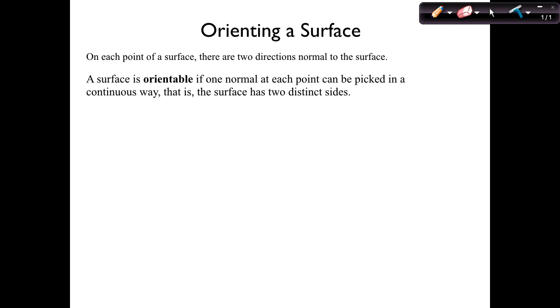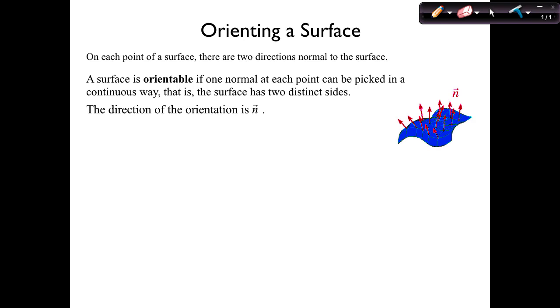So orientable surface means that one normal at each point can be picked in a continuous way, and the easy way to think of that is it has two sides. Then we have to pick which way is the direction of positive, and we're going to call that n. So for any given point, there are two normal vectors, one on each side. Then you have to pick one side and say that's the direction of positive, and we'll call that n.